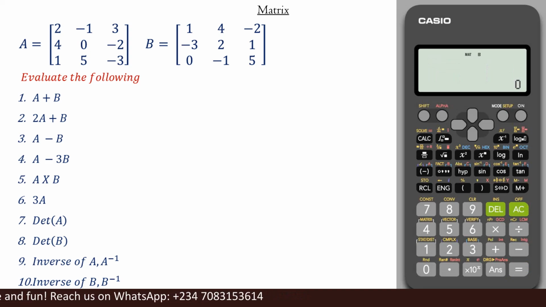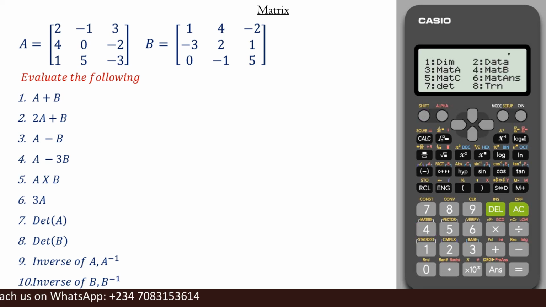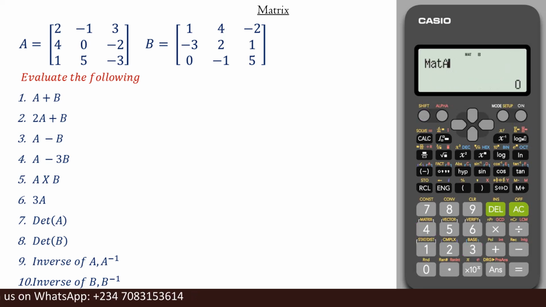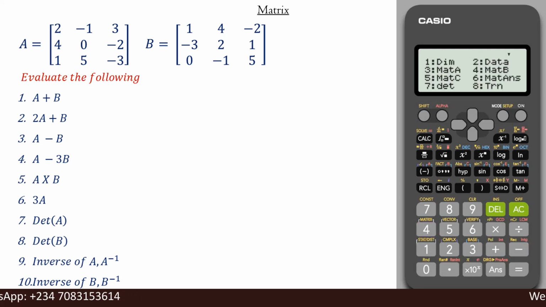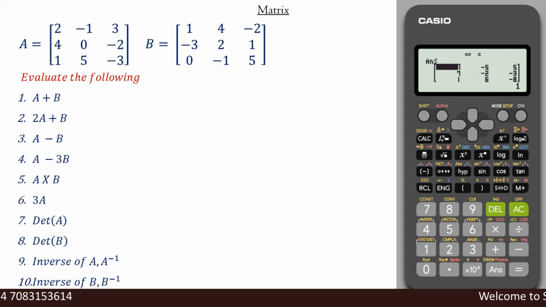What if we want A minus B? That is matrix A minus matrix B. I'll simply say shift, matrix A, which is 3, then I'll say minus, I'll say shift again, matrix, then I'll select 4, which is matrix B. So here I have matrix A minus matrix B equal to. So it gives me the answer. Are we together? Yes. Now let's go again.